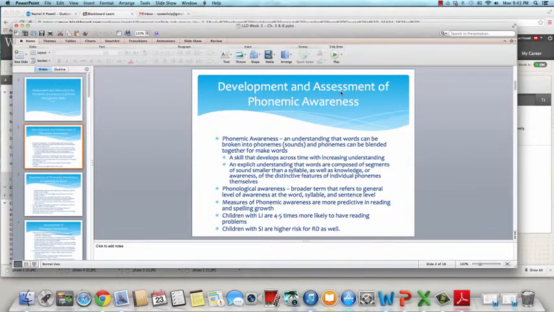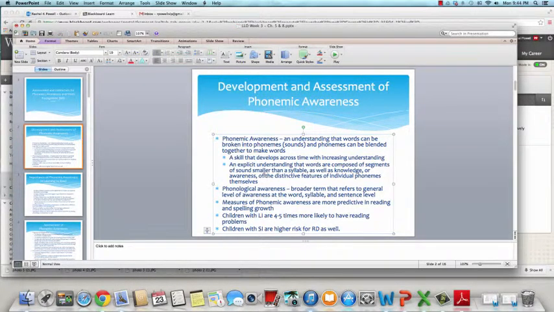So to start off, development and assessment of phonemic awareness skills. We know that strong phonemic awareness skills are critical to having successful readers. So how does that develop and how do we instruct it is going to be the topic of discussion for this chapter. Phonemic awareness is an understanding that words can be broken into phonemes or sounds, and phonemes can be blended together to make words.